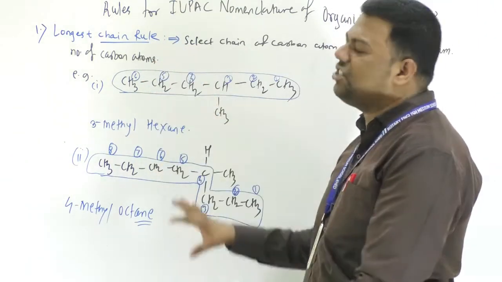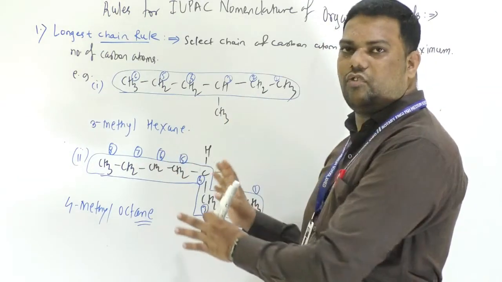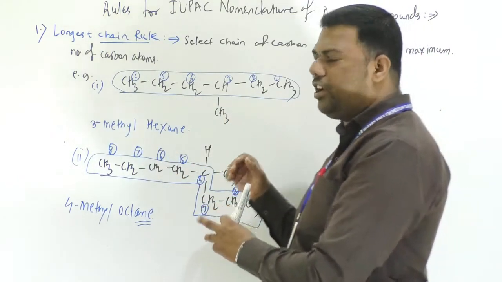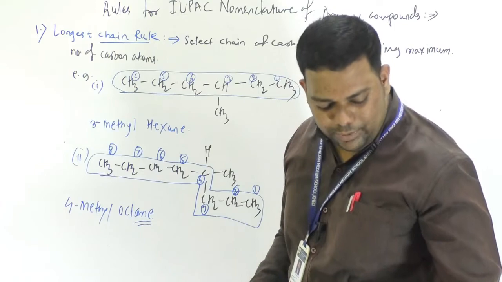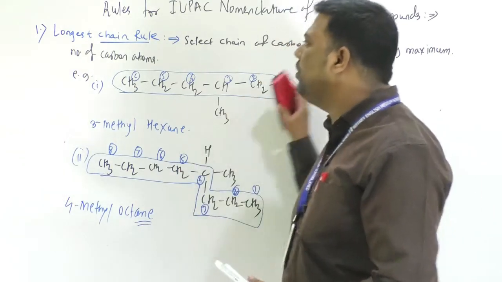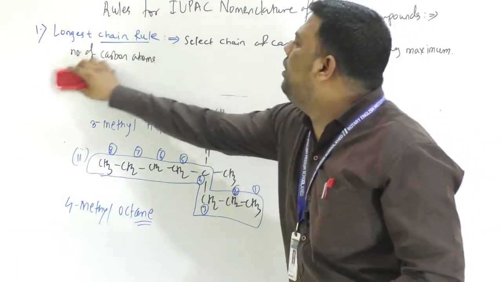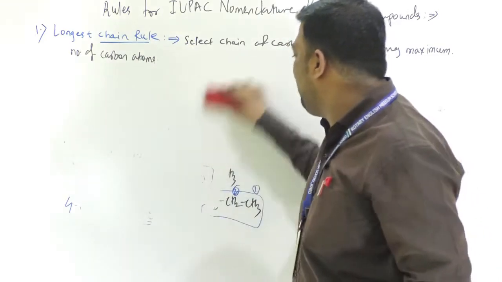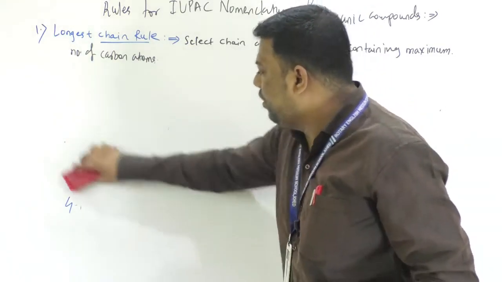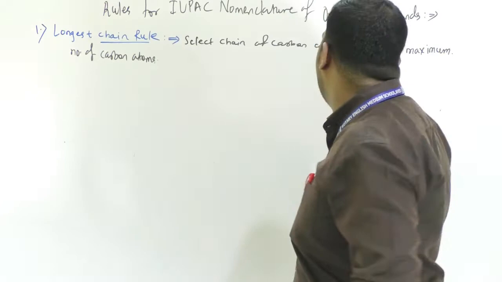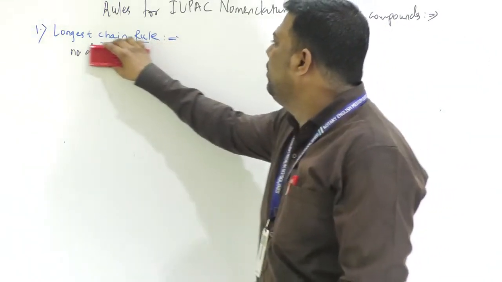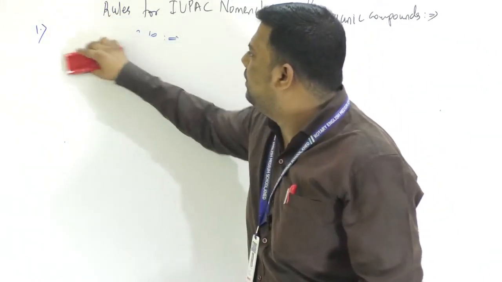Now, first is the select longest chain rule. In that, I discussed the numbering part and the organic IUPAC nomenclature part also. So we will now discuss our second rule for naming organic compounds. Ready for this?